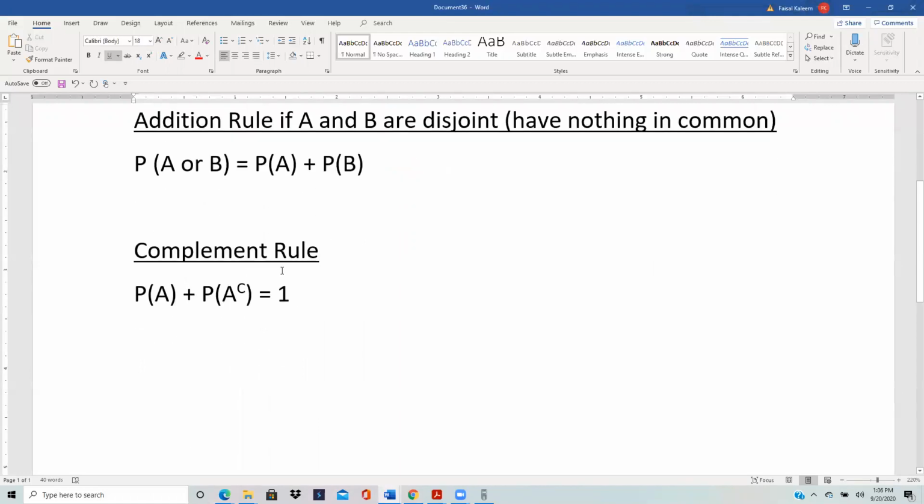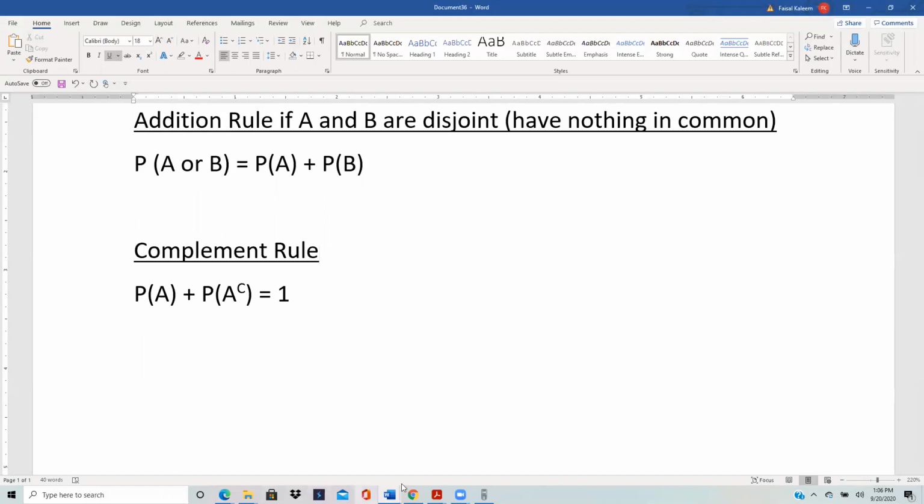And next is the complement rule. The complement rule says that the probability of A plus the probability of the complement of A equals 1. So the complement of A is everything that is not in A.